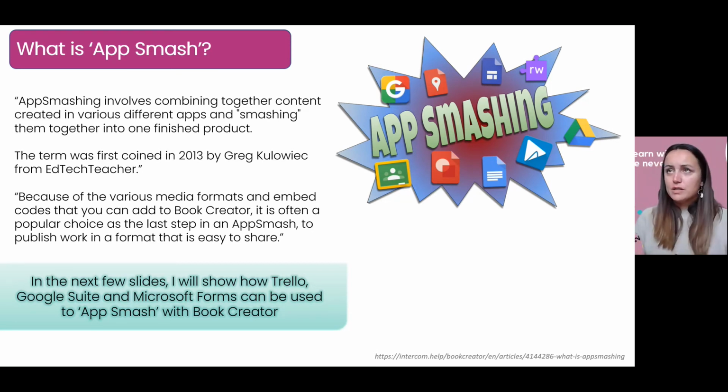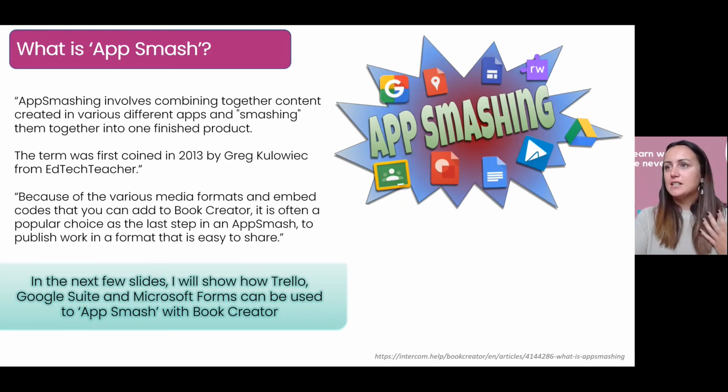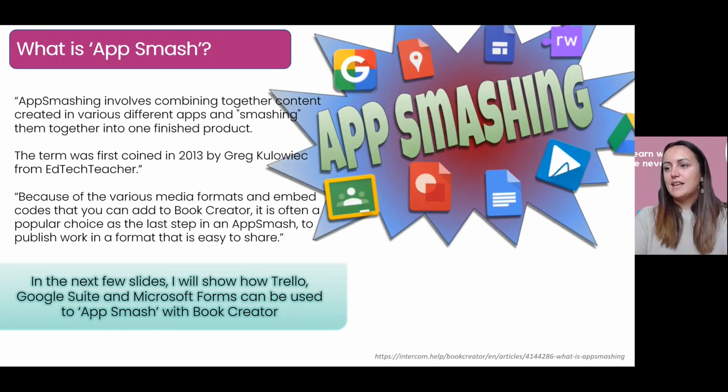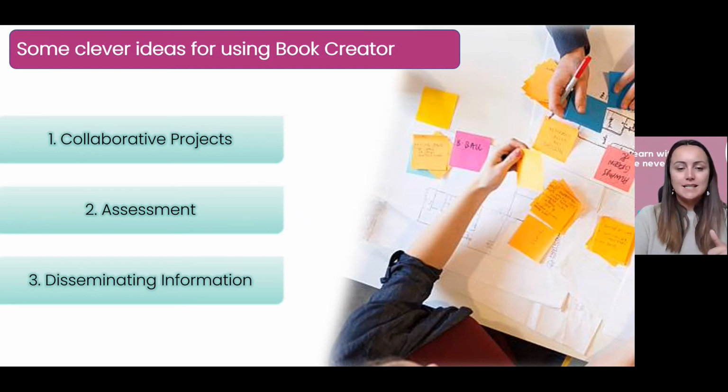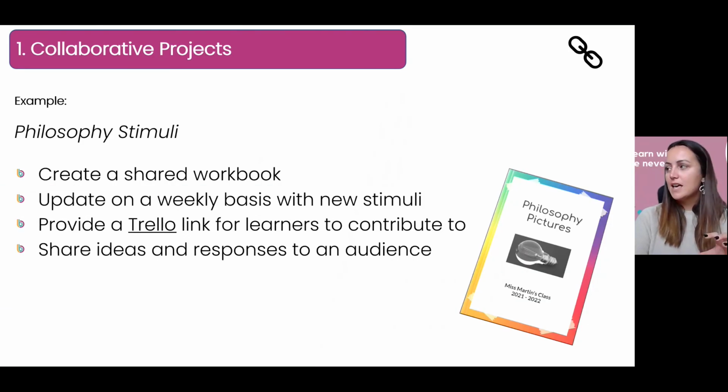So I'm going to show you some examples of app smashing, and the 3 examples that I have given are collaborative projects, assessment, and disseminating information. Okay, so the first one, collaborative projects.